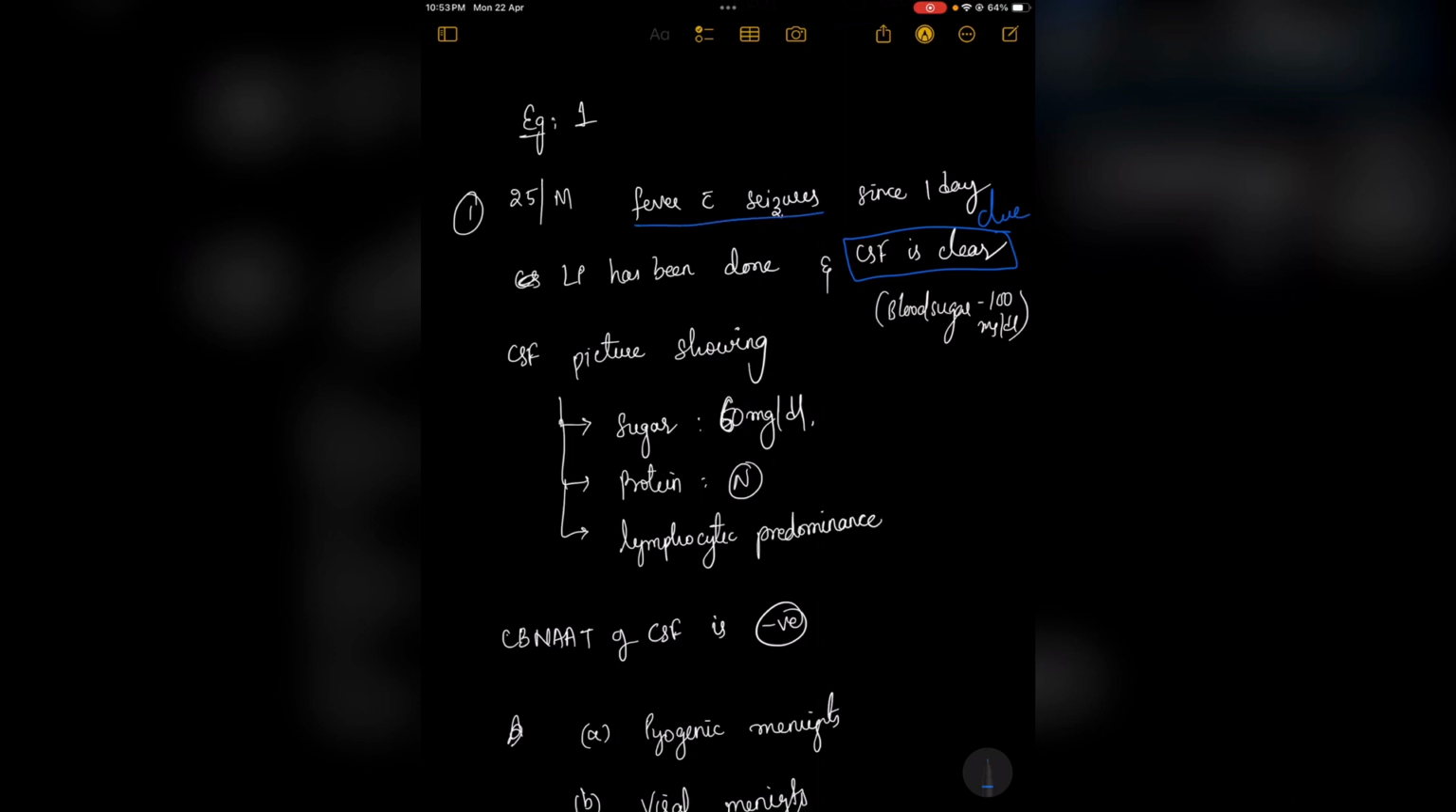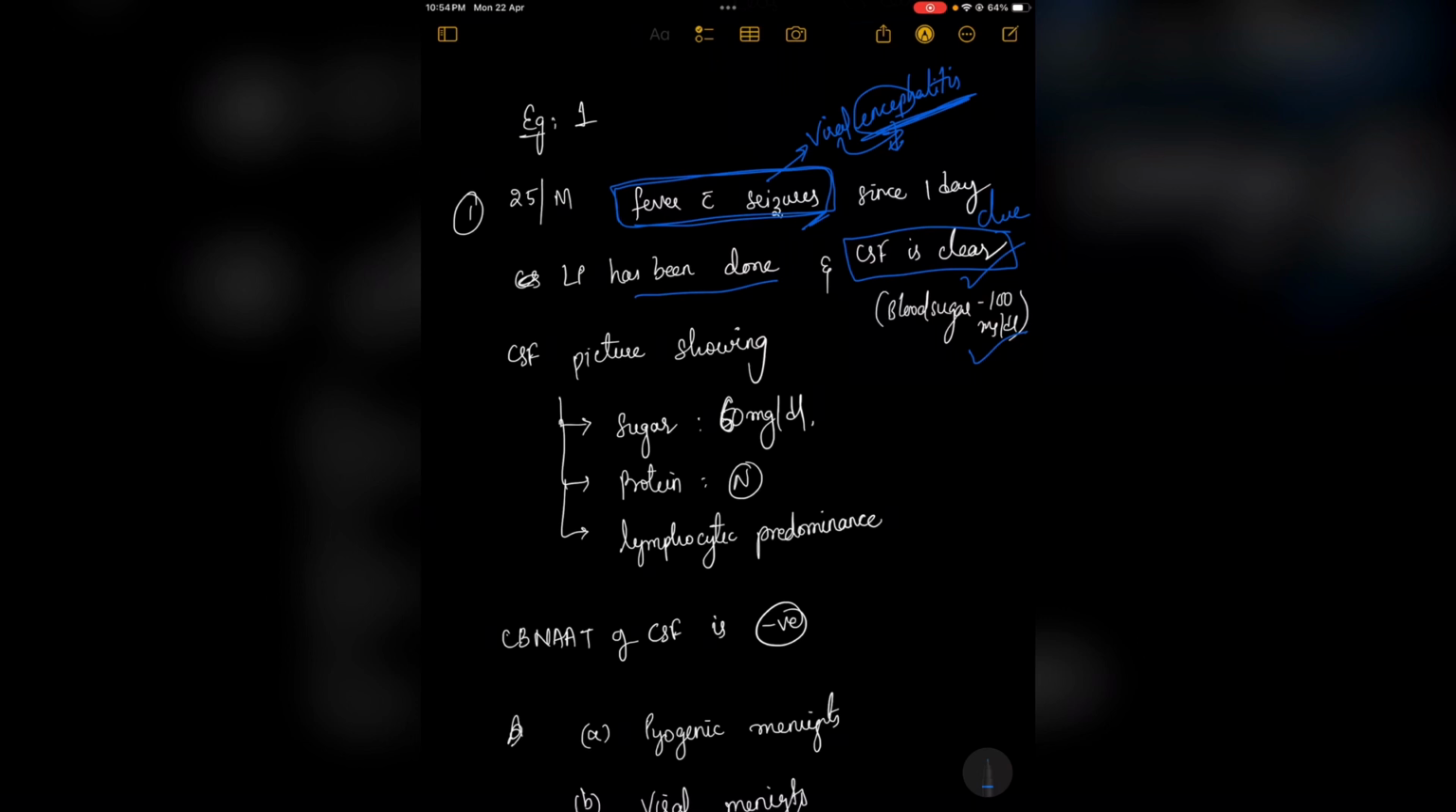Even fever with seizures is also a clue. Generally in bacterial meningitis seizures are a bit rare, but in viral encephalitis seizures will be common, because the encephalon, the brain, is involved in viral encephalitis. In bacterial, generally it will be meningitis. Generally seizures are not the initial presentation. LP has been done and CSF is clear is a clue.